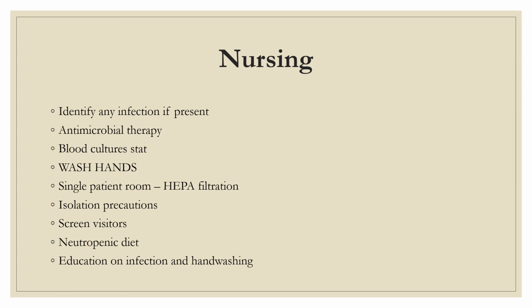Washing hands is huge. If they're neutropenic, patients may need to be in a single patient room. Limiting any infection to this patient is huge. Isolation precautions: going in with a mask, gloves, watching and screening visitors. You don't want too many visitors for this patient, especially if they're sick. Neutropenic diet, education on infection and hand washing.